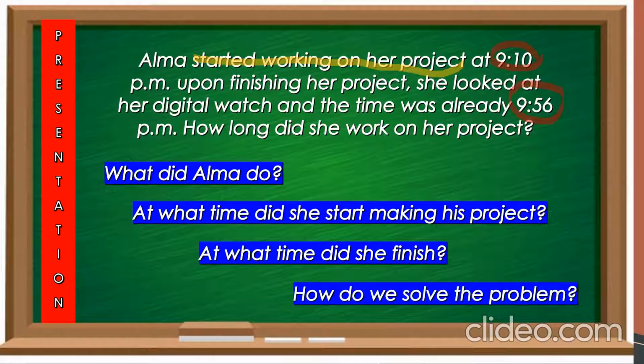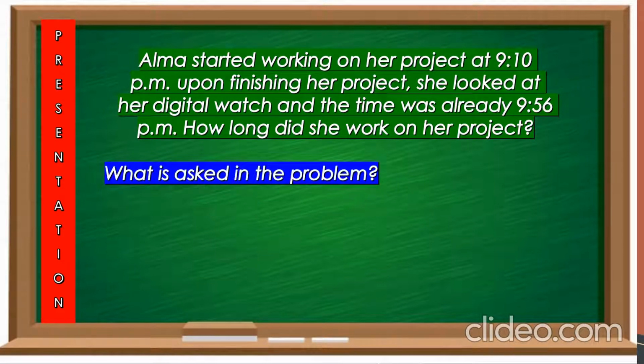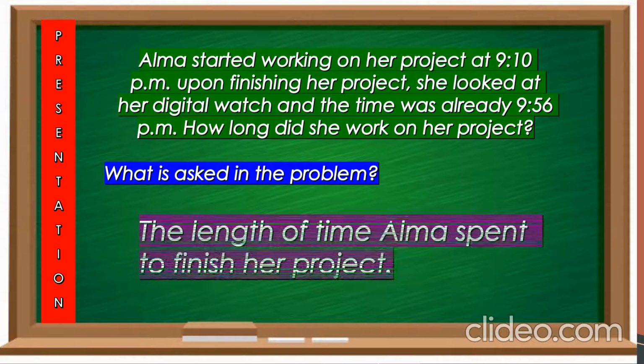So how do we solve the problem? What are we going to do to solve the problem? To solve word problems involving elapsed time, we follow the steps in solving word problems. So what is the first step? Very good. We need to understand the problem and know what is asked in the problem. In this case, what is asked in the problem? The length of time Alma spent to finish her project.